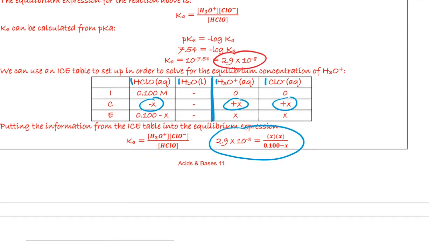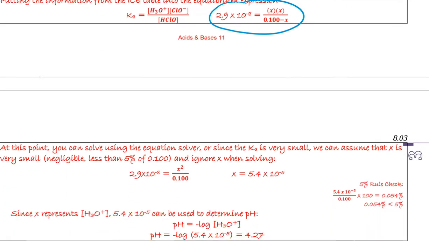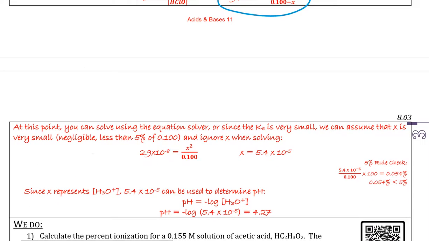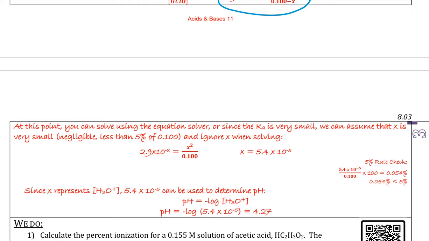And so what's shown here in the solution process at the end is that because K is very small, we can treat the X amount as not significant. And it's alluding to this 5% rule. I don't really lean on the 5% rule very often because it seems applied in different ways at different times.